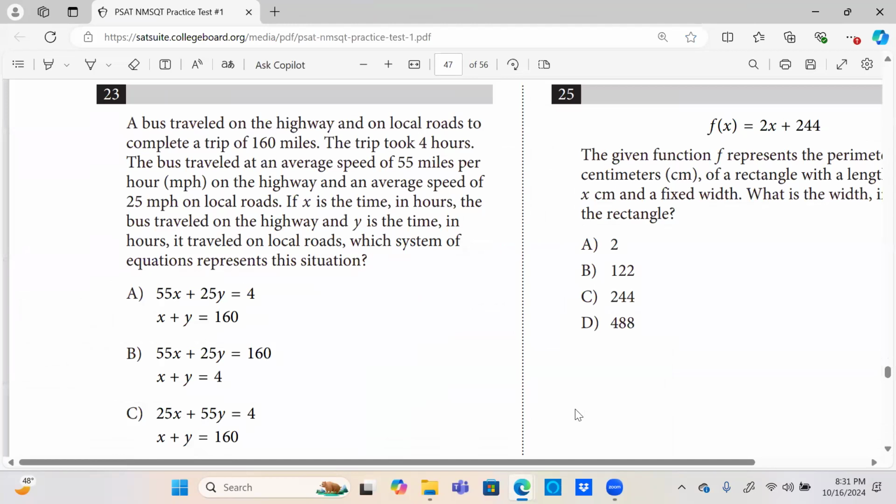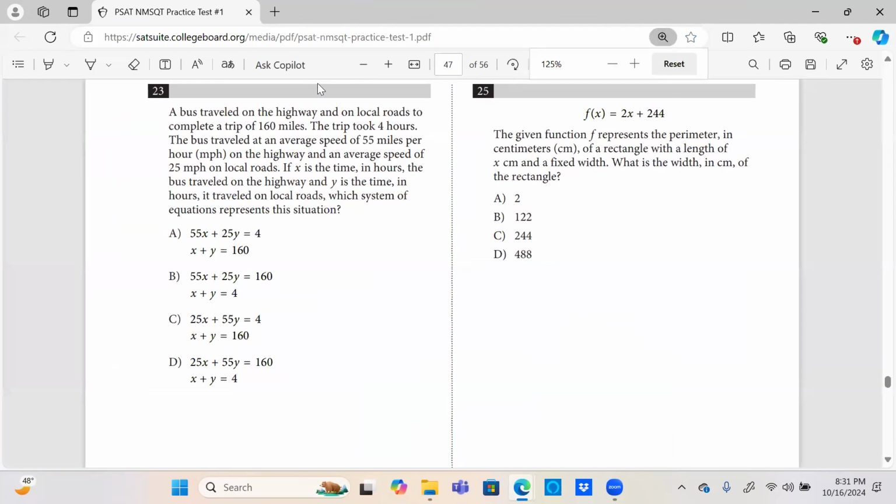23. A bus traveled on the highway and on local roads to complete a trip of 160 miles. The trip took 4 hours. The bus traveled at an average speed of 55 miles per hour on the highway and 25 miles per hour on local roads. X is the time in hours it was on the highway, and Y is the time in hours it was on local. Which system represents this? Okay, so it took 4 hours. So highway plus local took 4 hours.